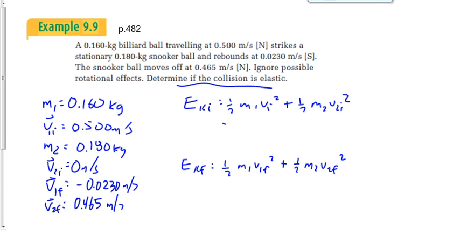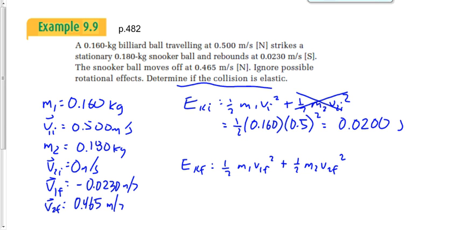Okay, let's plug in some numbers here. M1 is 0.160 kilograms. V1I is 0.5 meters per second. And this one is 0 because V2I is 0. So we do our calculation there, and I think it works out to be exactly 0.0200 joules. We do the second one. The final kinetic energy, 1/2 of M2, V1F is 0.0230, plus 1/2 of M2.